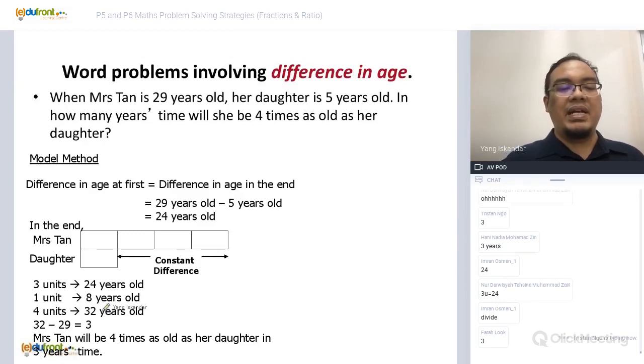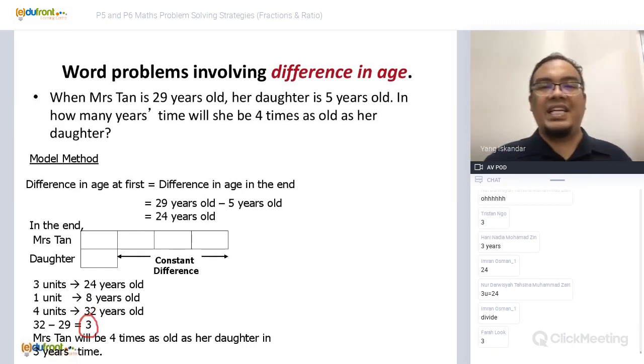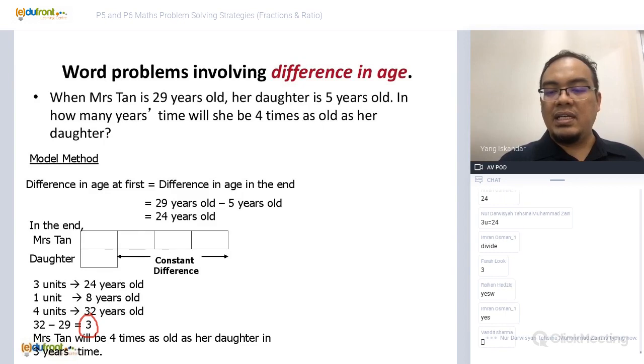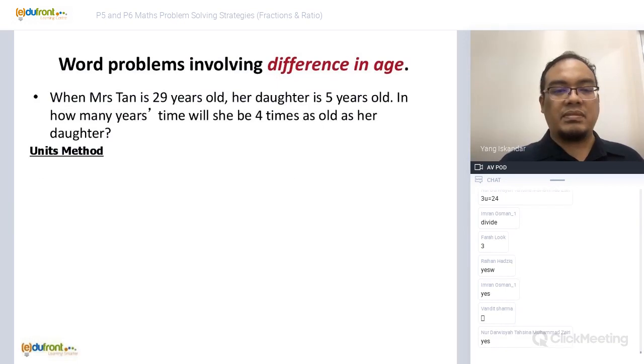Okay, in 3 years' time. 32 minus 29, in 3 years' time. You understand? All of you understand? Tasina? Imran? Farah? All okay? Yes? Very good.